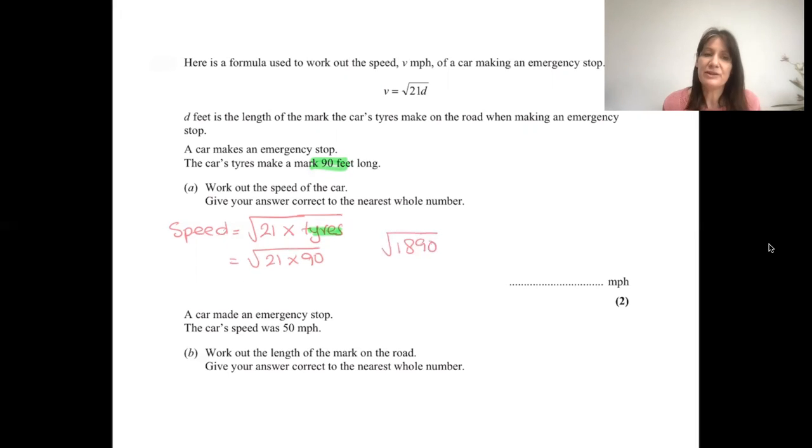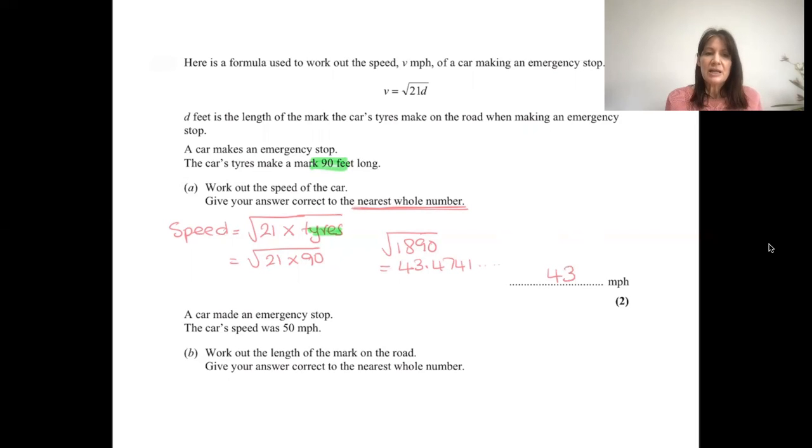Remember to write everything down. It's so tempting not to, but we want to make sure we're not missing any marks. This gives me 43.4741, on and on it goes. It says correct to the nearest whole number. So that's going to be 43 as my answer.